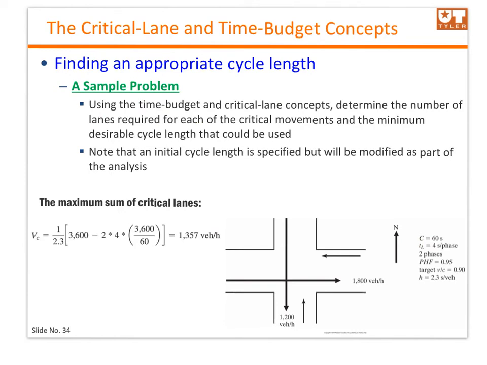So the very first thing that we need to do here is get the maximum sum of critical lanes. V over C is simply 1 over the headway, which is 2.3 seconds as mentioned here, times 3600, this is the total budget, 3600 seconds in an hour, minus 2, which is 2 phases, times 4, which is the total lost time per phase, times 3600 over 60. 60 is the initial cycle length, and that would tell us that the maximum sum of critical lanes is 1357 vehicles per hour.